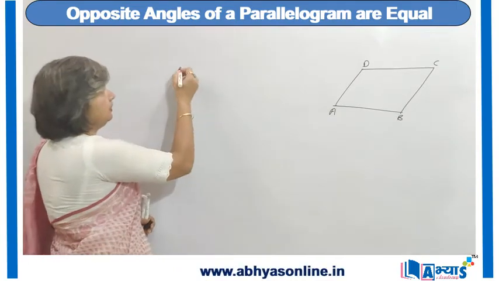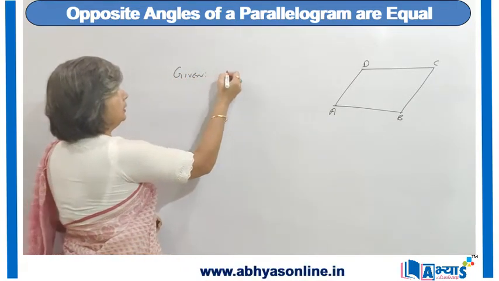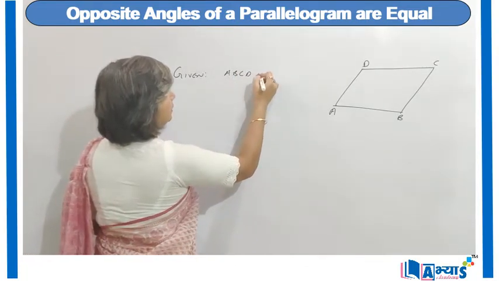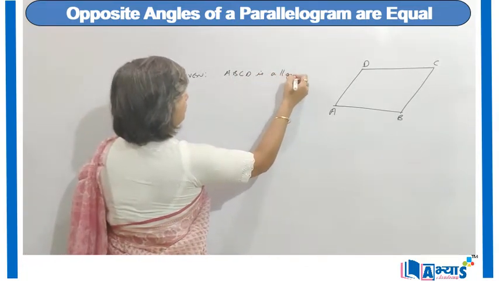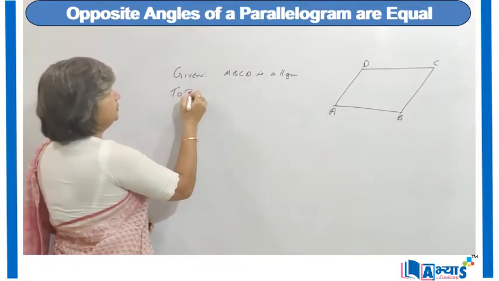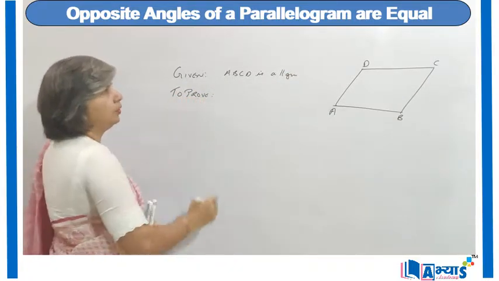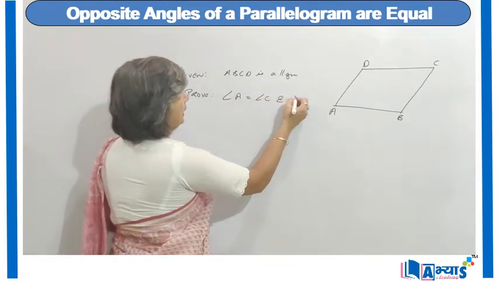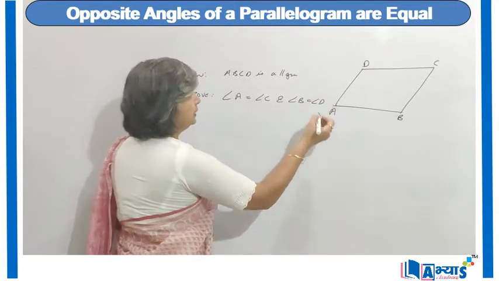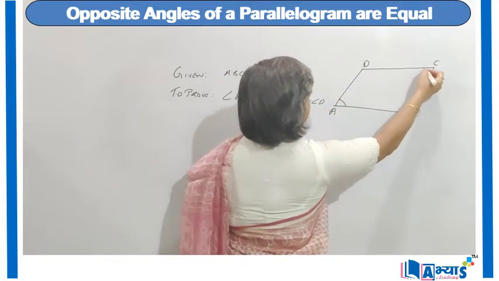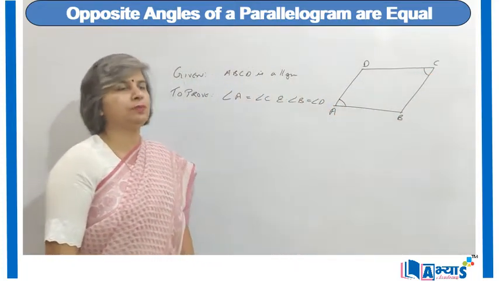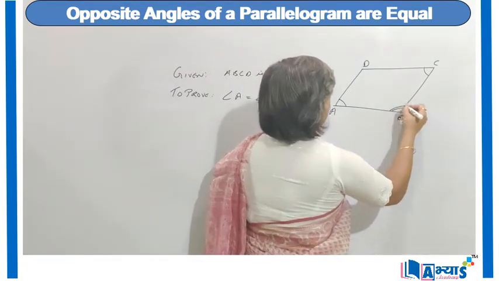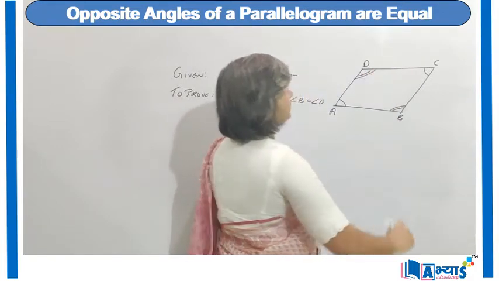it has been given to us, given ABCD is a parallelogram, and to prove opposite angles are equal, that is angle A is equal to angle C and angle B is equal to angle D. That means angle A is equal to angle C, because angle A is opposite to angle C. So angle A is equal to angle C and angle B is equal to angle D. So this is what we have to prove.